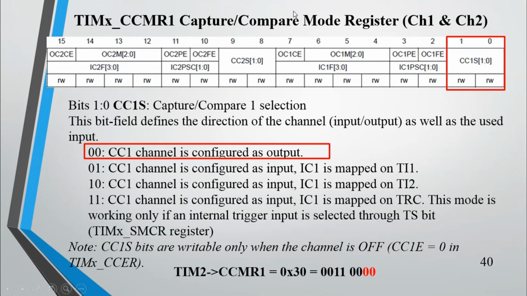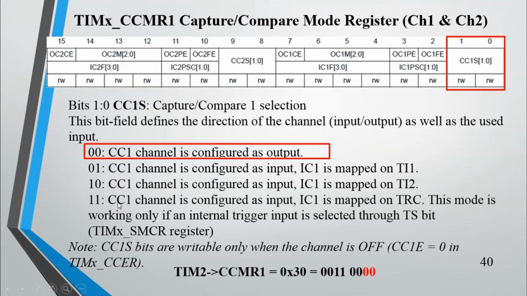Then again in the same register, bits 0 and 1. What do these 2 bits show? This is the capture/compare 1 selection field. If you write 0, 0, the CC1 channel will be configured as output. If you write 0, 1, it will be configured as input, and IC1 is mapped to TI1. Like that, 4 combinations are possible.